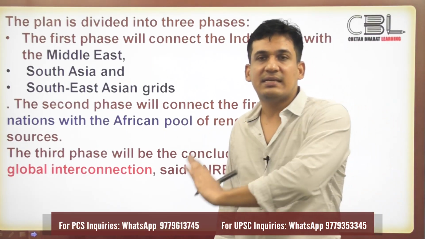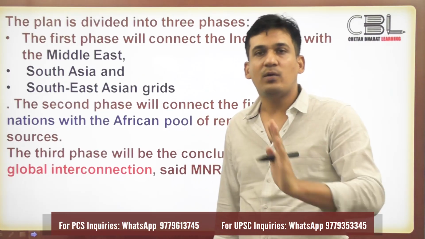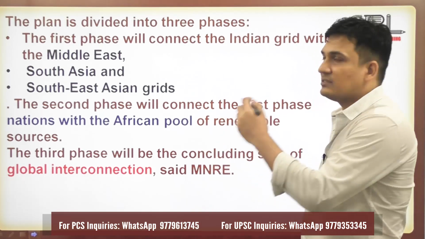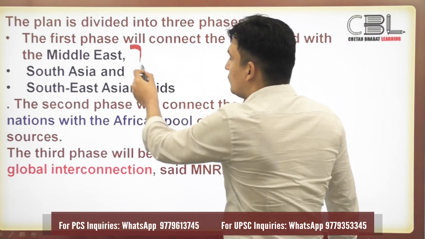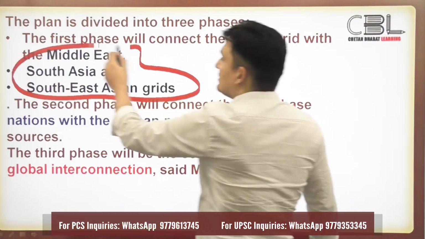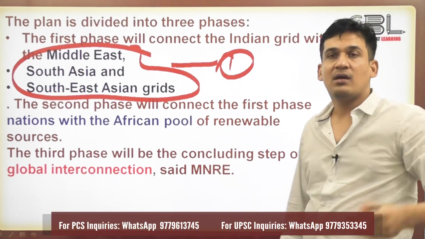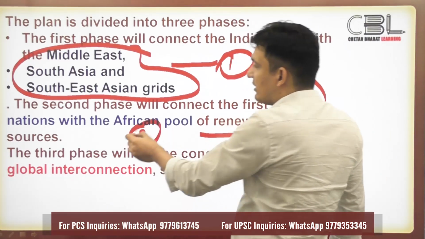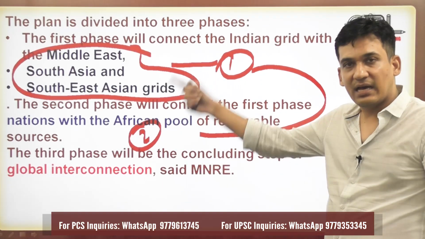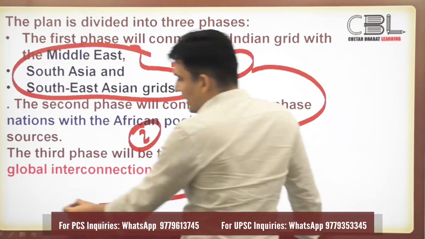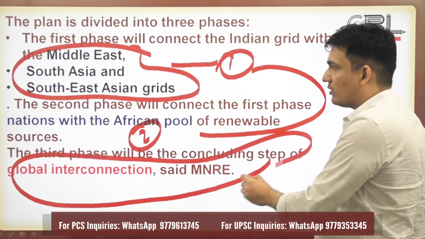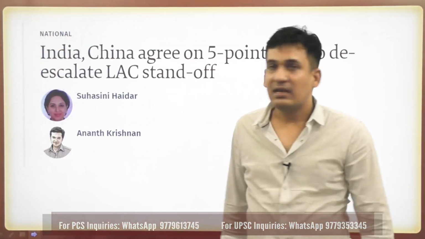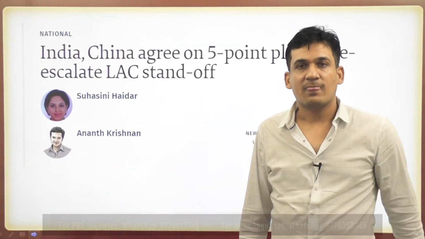Nonetheless, this is what One Sun, One World, One Grid means right now. The plan right now is, number one, to join the Middle East, South Asia and Southeast Asia. Once they are joined, then in the second phase, to join African nations with them. Once they are linked, then to connect the global interconnection, then to connect the whole world. That much information is more than sufficient. Let's move on to the next news.